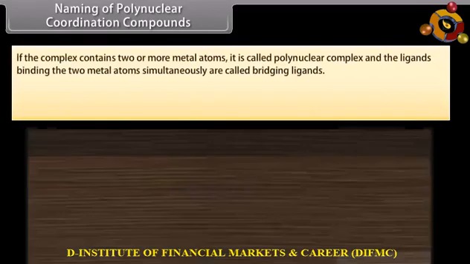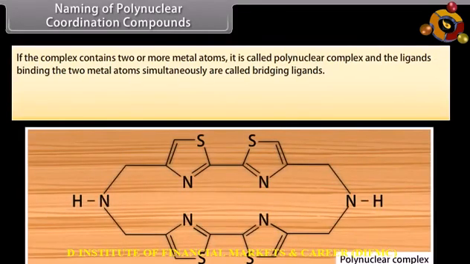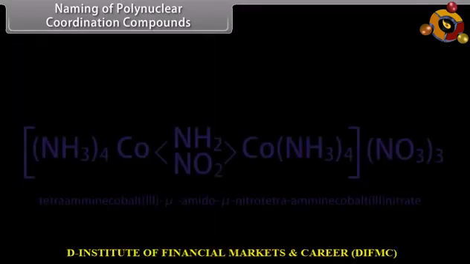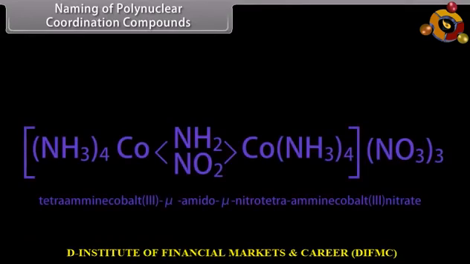Naming of polynuclear coordination compounds. If the complex contains two or more metal atoms, it is called polynuclear complex, and the ligands binding the two metal atoms simultaneously are called bridging ligands. In naming such ligands, the Greek letter mu is written before the name of such ligands and is separated from the rest of the complex by hyphens. For example, this coordination compound is named as tetraamminecobalt(III)-mu-amido-mu-nitro-tetraamminecobalt(III) nitrate.